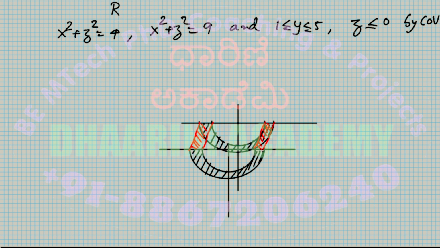Are you able to visualize? It's like a part. Okay, so now you see the conditions are given. One is x square plus z square equal to 4. That is this one. x square plus z square equal to 9. That is this one. It's between that. In the sense, the shaded region, black color. And they also give y varies from 1 to 5. So that means this is y equal to 1. This is y equal to 5.